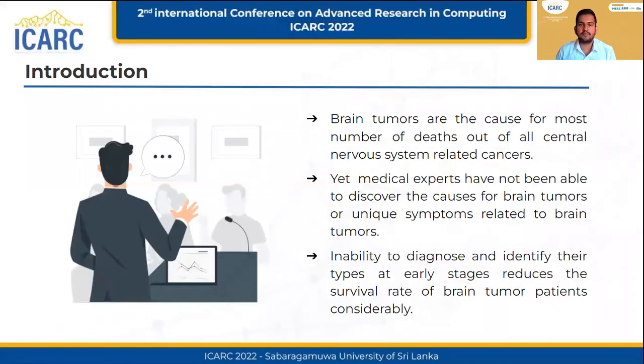First of all, let's have a brief introduction to the brain tumor medical domain. Brain tumors are potentially fatal growths of cells in the central nervous system that cause the most deaths out of all the central nervous system related cancers. Still, medical experts have not been able to discover the exact causes or unique symptoms related to brain tumors. Inability to diagnose and identify their types at early stages further reduces the survival rate of brain tumor patients considerably.